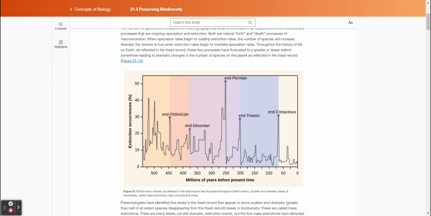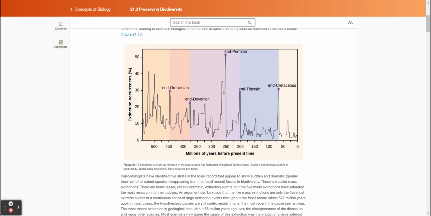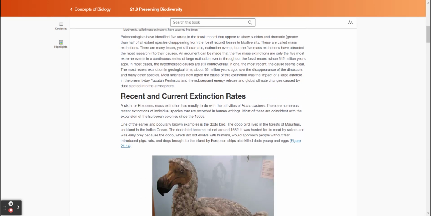Sudden and dramatic losses of biodiversity, called mass extinctions, have occurred 5 times. Paleontologists have identified 5 strata in the fossil record that appear to show sudden and dramatic losses in biodiversity, with greater than half of all extant species disappearing from the fossil record. These are called mass extinctions.